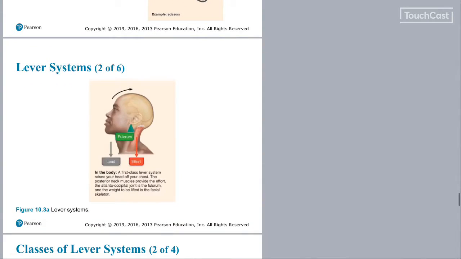If we look at this example of how we can directly apply this in our own bodies, we see in this case, lifting your head off of your chest is an example of a first-class lever. The fulcrum here is your atlanto-occipital joint, remembering that the atlas bone, or C1, allows us to shake our head yes. The load is the weight of our head, and the effort is the muscle contraction of our posterior neck muscles, moving the head upward.